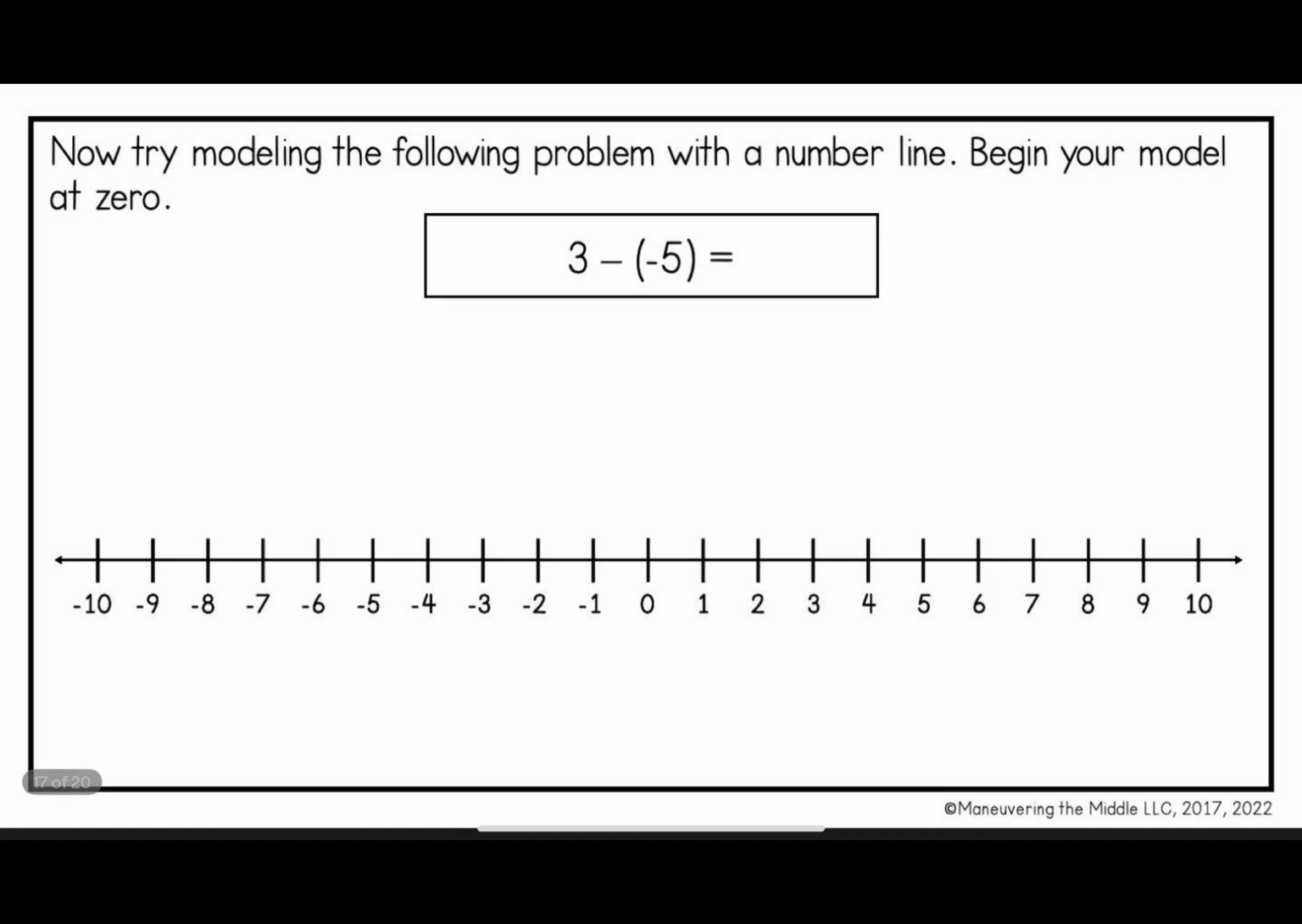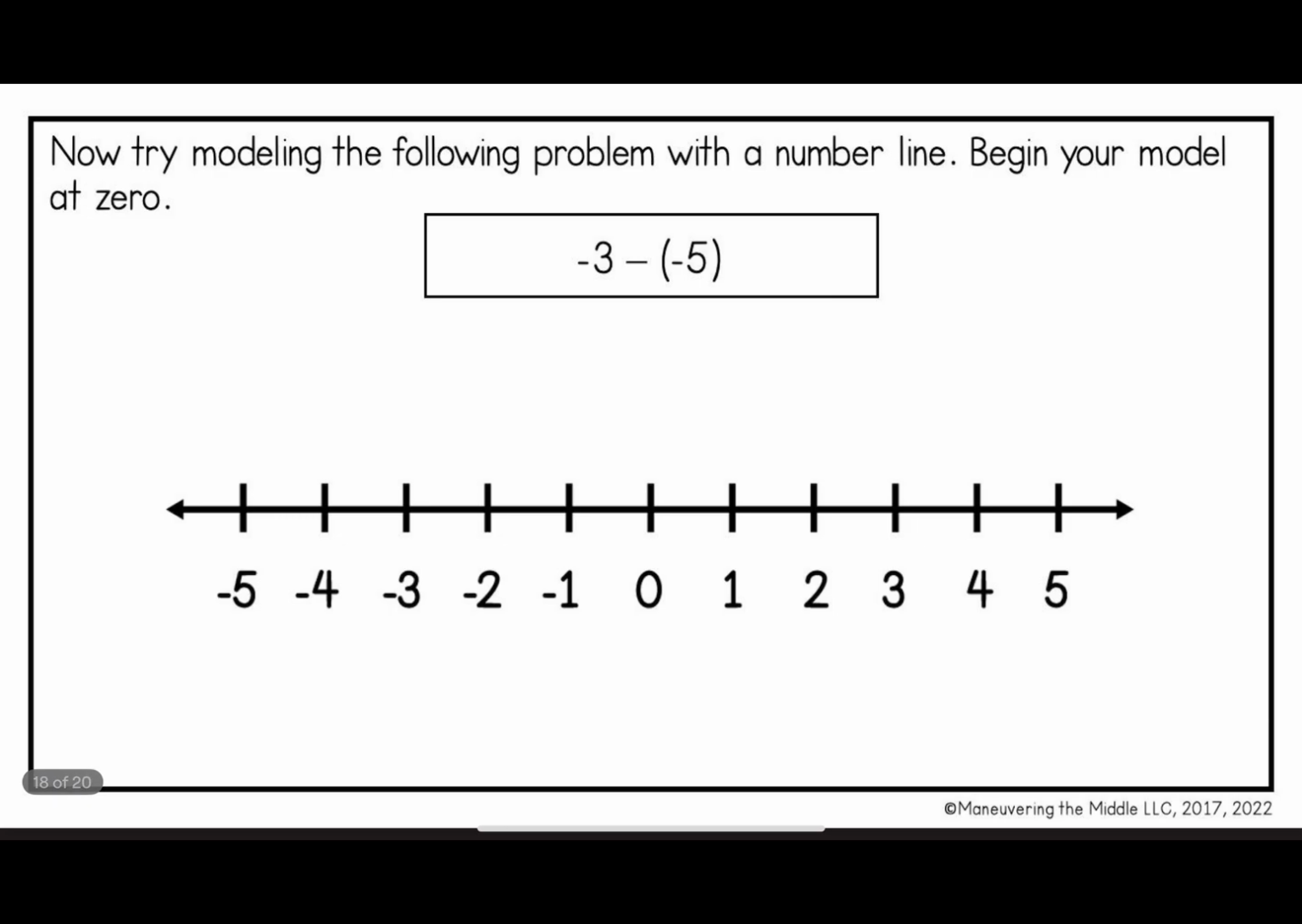Okay, now you do this one on the number line. We would have started at 0, gone to the right 3 because our 3 is positive, and then we do the opposite of negative 5. Negative means left, so we're going to go right. So we're at 3, we're going right 5. 1, 2, 3, 4, 5. We should be at 8. So this equals positive 8.